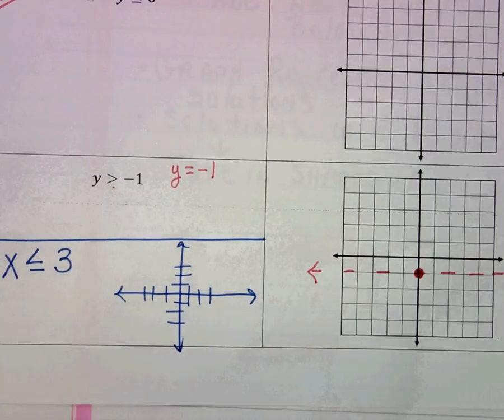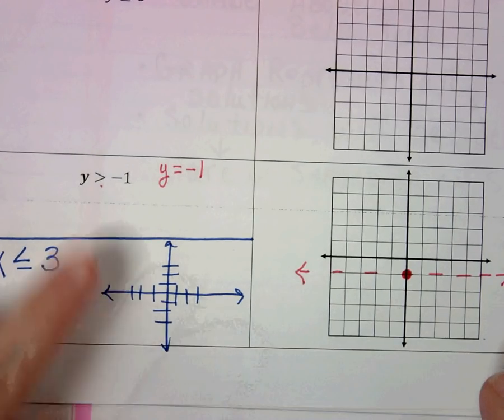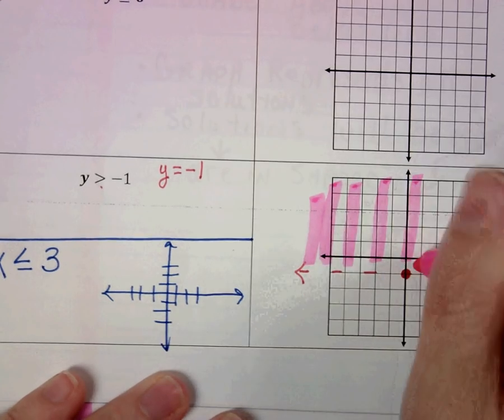Okay, and this is easy because above and below the line should be pretty obvious here. It says y is greater than, so greater than is above the line. Very, very easy there.